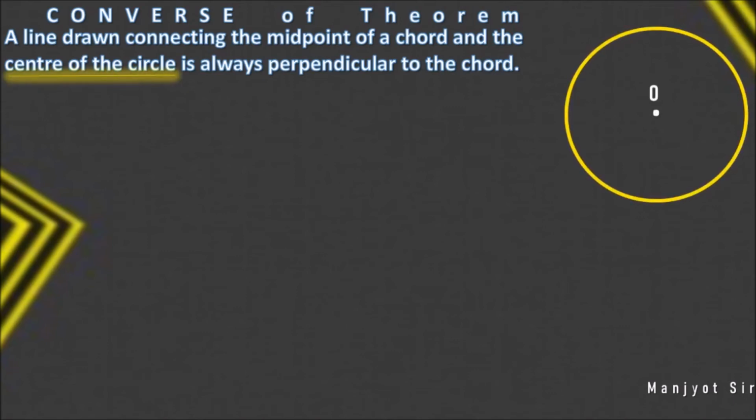So we have just drawn a circle with center O. Next, it says midpoint of a chord. That means first we should have a chord, then we will draw its midpoint. So let's first draw a chord AB, and then we'll draw a midpoint of this chord, that is point M. So since M is midpoint, AM will be equal to BM, right?